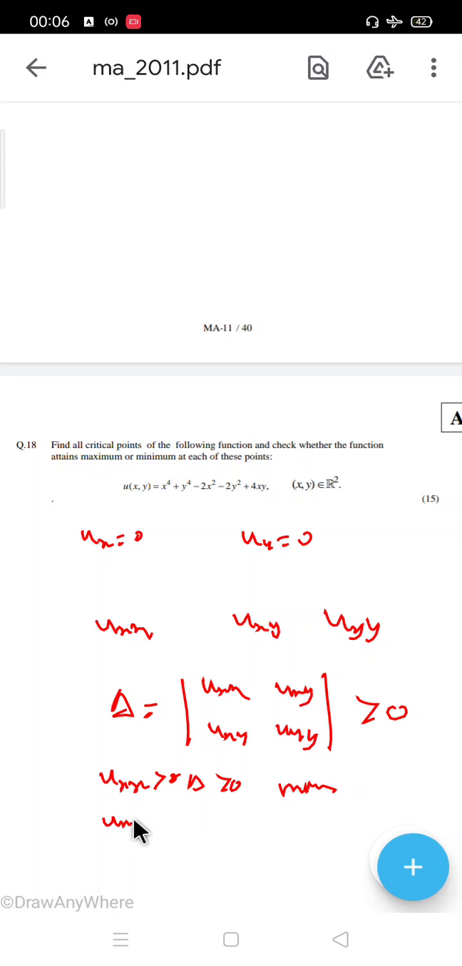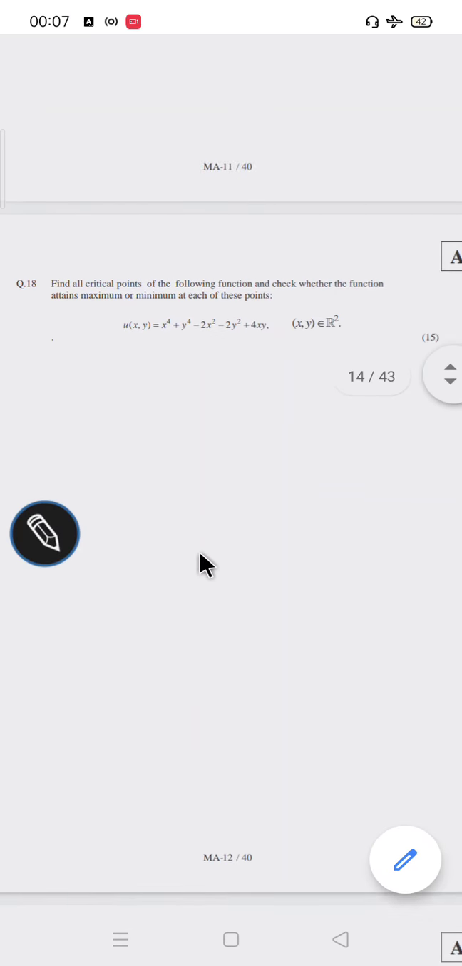If uxx is negative and delta is positive, then you'll say maxima. If delta is negative, then you'll say saddle point, and if delta is 0, then you'll say no conclusion. That is easy.